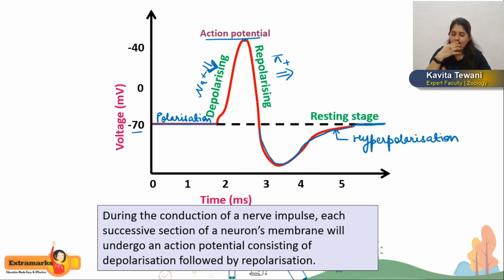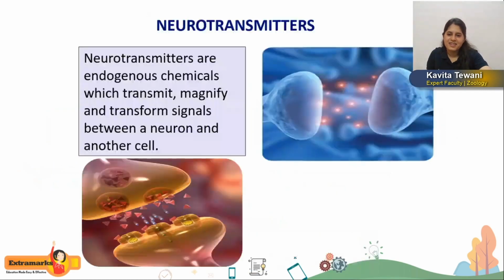So whatever we had studied, we have put it in the form of a graph. During the conduction of nerve impulse, each successive section of the neuron's membrane will undergo an action potential consisting of depolarization followed by repolarization. Okay, so yes, every conduction is happening with the help of neurotransmitters.